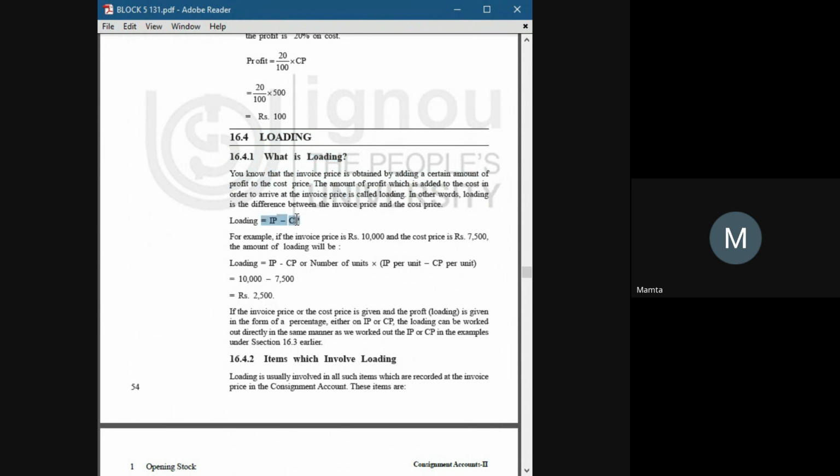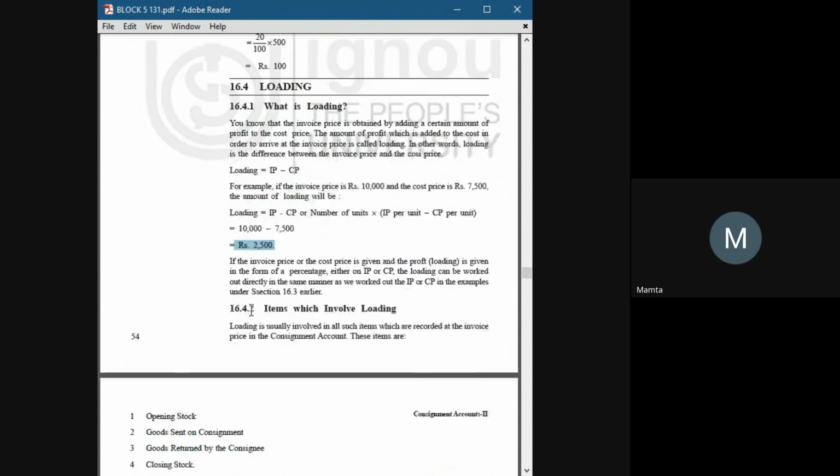So IP minus cost price is equal to loading. Here is an example. If the invoice price is rupees 10,000 and the cost price is rupees 7,500, the amount of loading will be: loading is equal to IP minus CP, or the number of units into IP per unit minus CP per unit. So 10,000 minus 7,500, simply the amount of loading comes to rupees 2,500. That's how it is done.